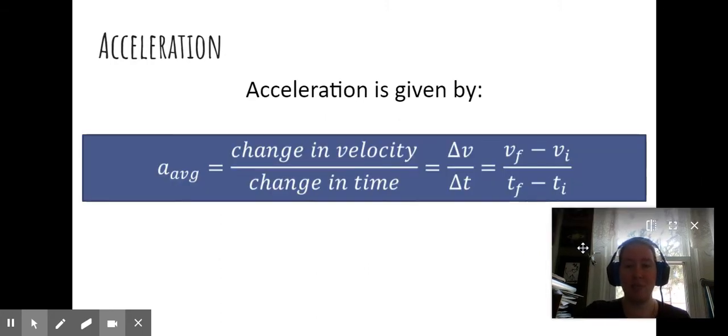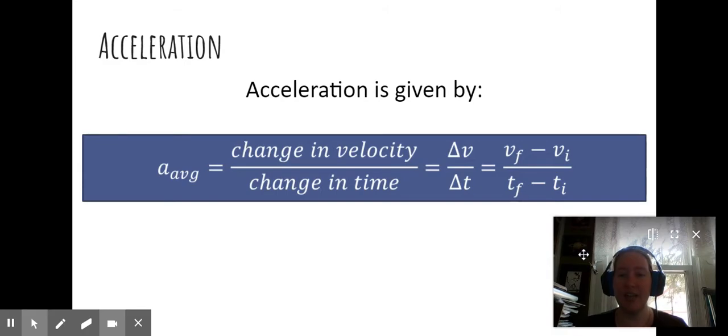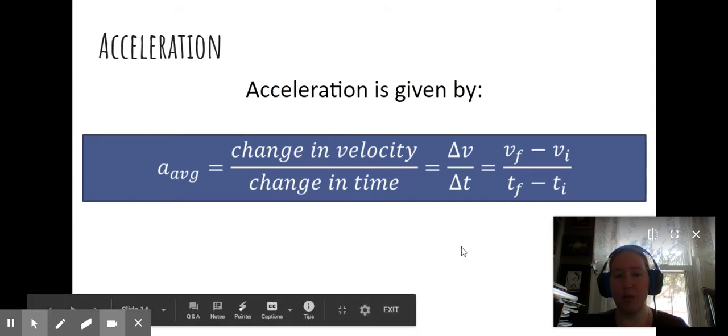Acceleration is given by your change in velocity divided by your change in time. So it's delta V over delta T. Remember that delta, that triangle, means change in. So change in velocity is your final velocity minus your initial, and change in time is your final time minus your initial. And typically that's just going to be given as one full time.